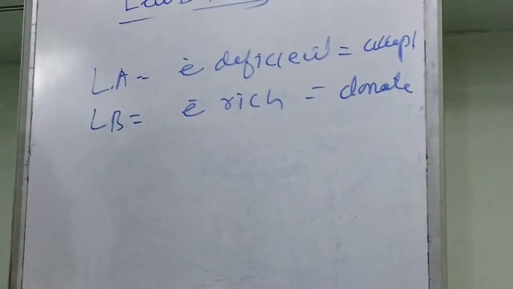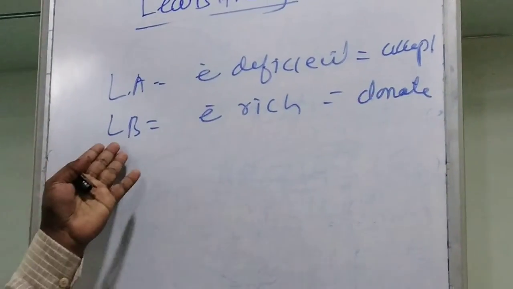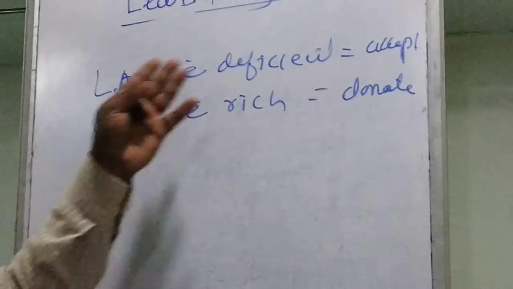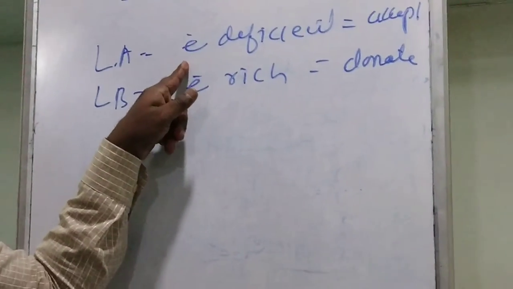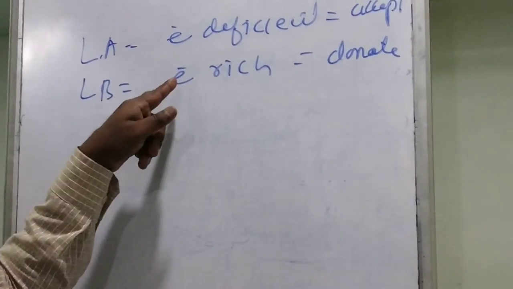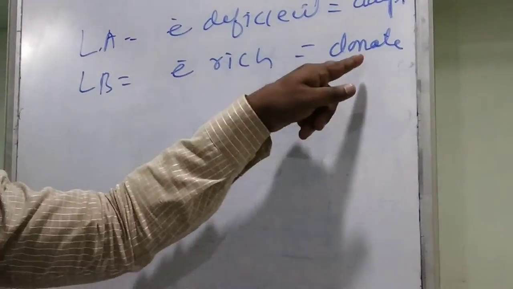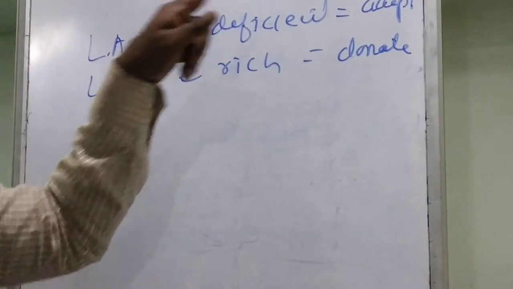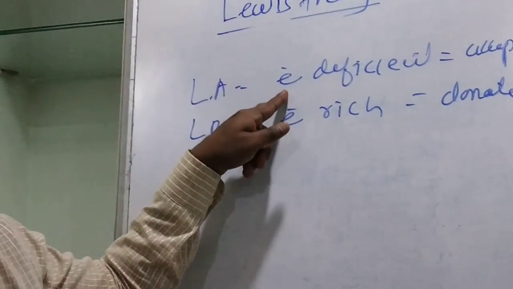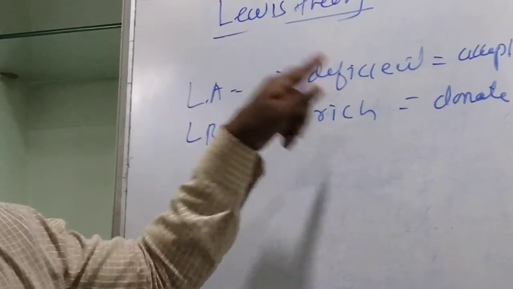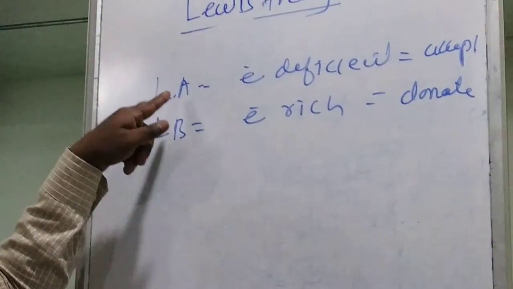an electron pair. So when it donates, obviously it becomes a Lewis base, and when it accepts, it will be a Lewis acid. So to accept, electron deficiency is a must, and to donate, your substance must contain an electron rich atom, then only it will donate. And to accept, there must be electron deficiency, the presence of electron deficiency is a must in order to accept the electron pair, then only it will act as a Lewis acid.